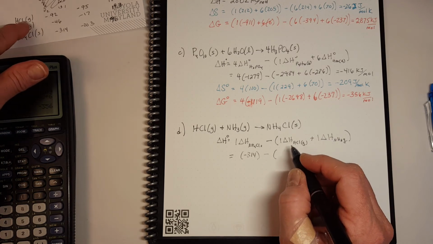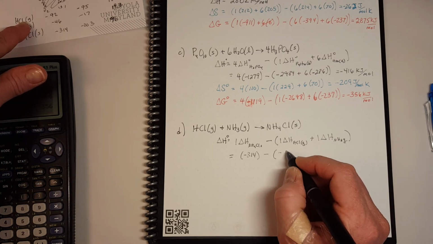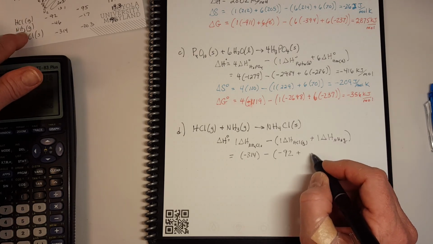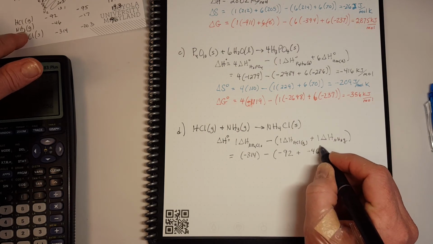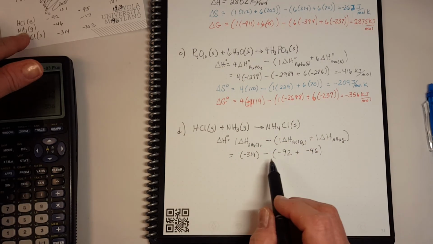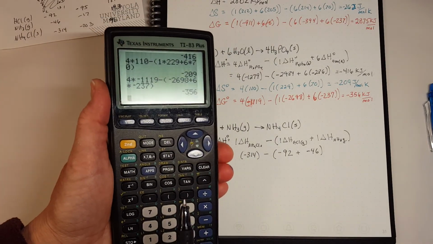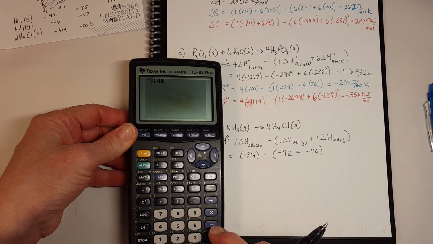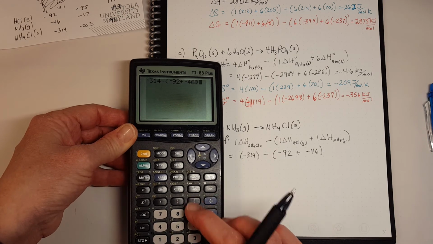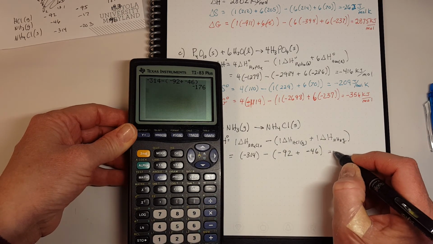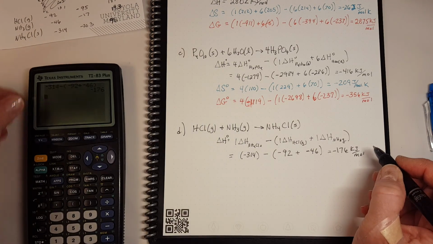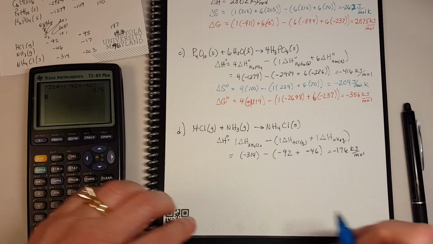Delta H of the hydrochloric acid in the gas form is negative 92. And delta H of the ammonia gas form is negative 46. And since all of the coefficients are 1s, I don't have any multipliers, so this is an easy one to do. So we're going to say negative 314 minus, in parentheses, negative 92 plus negative 46. And that's equal to negative 176 kilojoules per mole. That's the delta H. We'll do the delta S next.